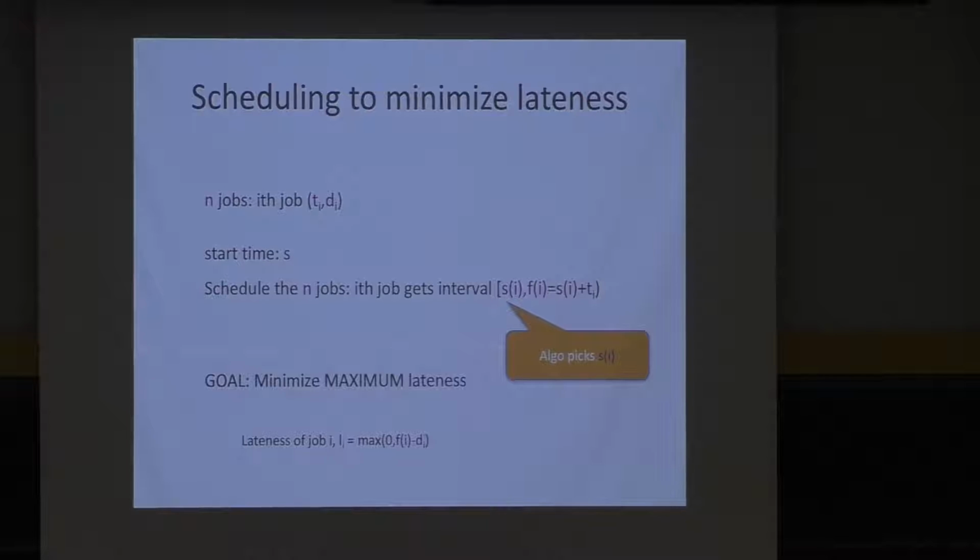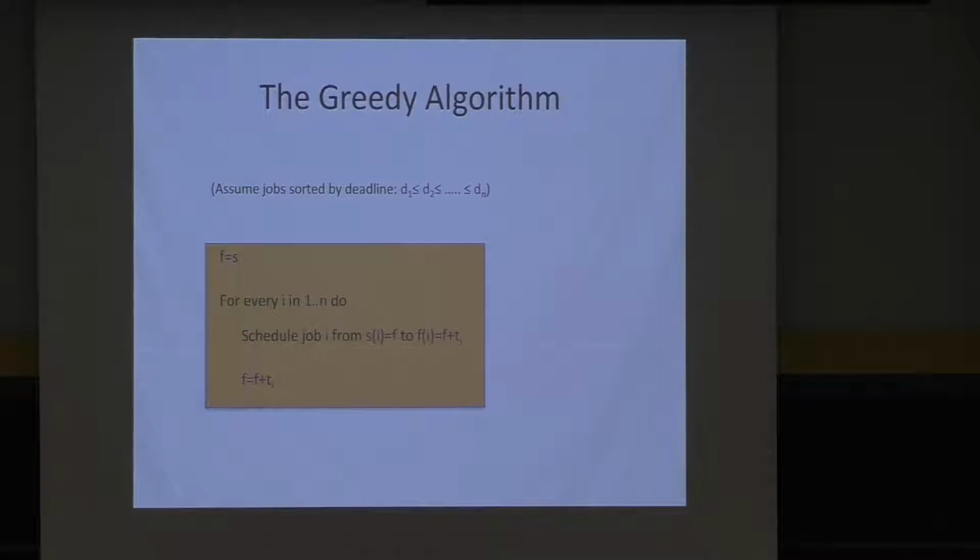Okay. So the algorithm has to pick Si, and here's the greedy algorithm that we were analyzing last time. First we assume all the jobs are sorted by deadline, so d1 is less than or equal to d2, d3, and so on and so forth. The way the algorithm works is you have this rolling time F which keeps track of when the last job finished, or more appropriately, the earliest time the next job can be scheduled. You initialize that to the initial start time, so you can only start at S.